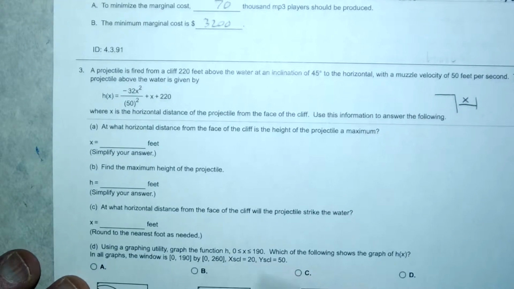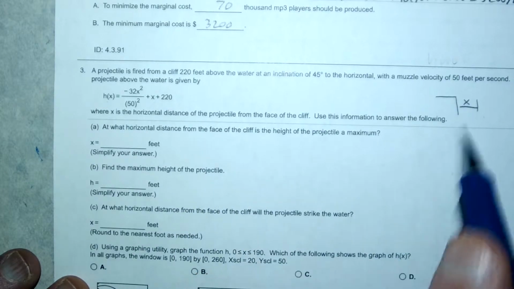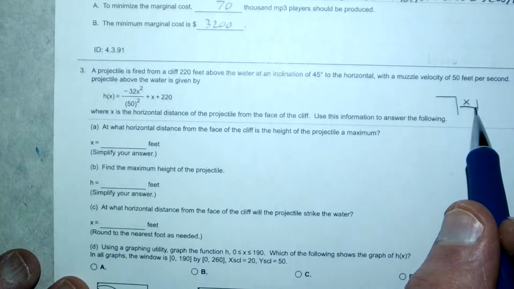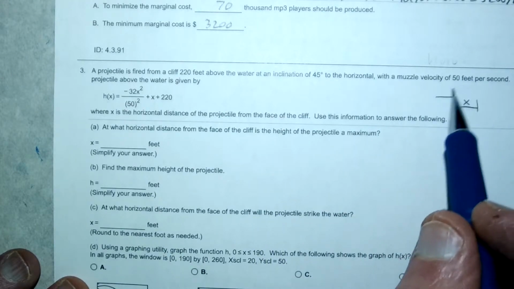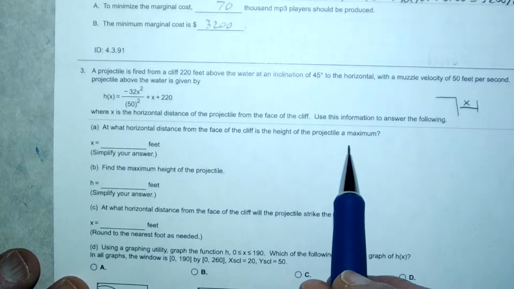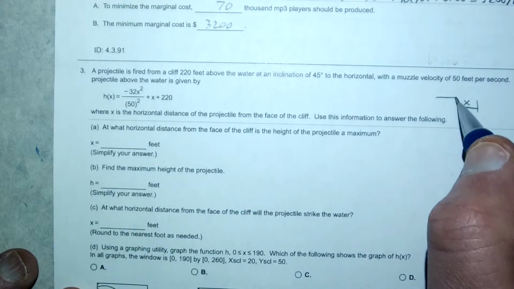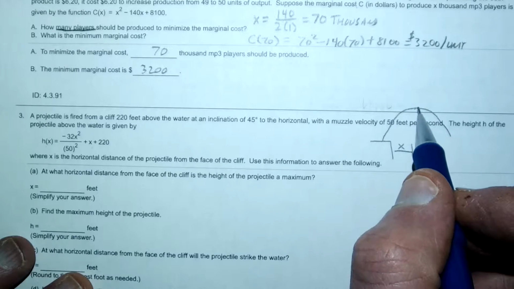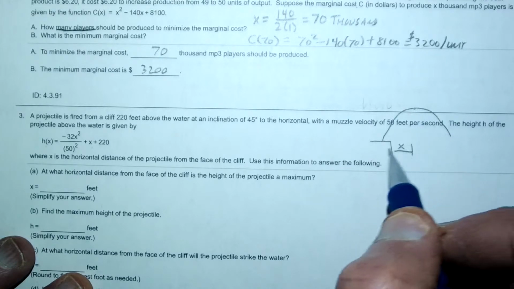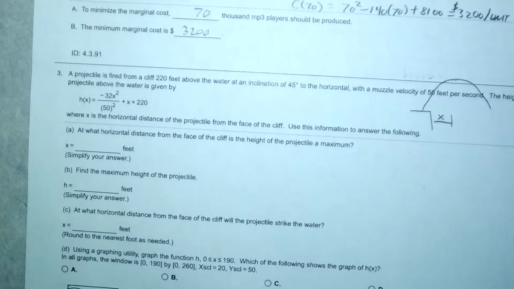It says here, at what horizontal distance from the face of the cliff, this x distance here, would the projectile be by the time it reached its maximum height? So we really, again, are being asked for the x-coordinate of the vertex, right? This object's going up like this, and what we're saying is when our height is maximum, how far are we away from the cliff? And that would be the x-coordinate of the vertex.